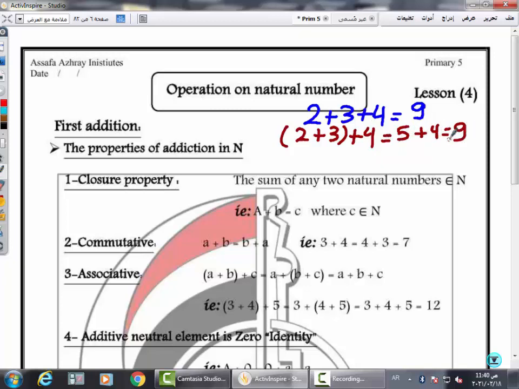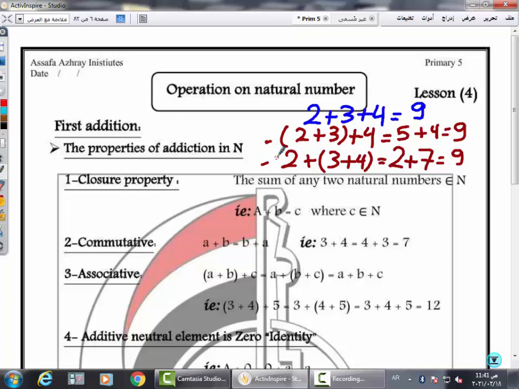We have another method. We can take 3 plus 4. We put 2 and we will take 3 and 4 and make addition. Then we put 2 plus and get the result of 3 plus 4. 3 plus 4 equals 7. 2 plus 7 equals 9. Then the two problems give me the same result. Okay? This is called associative.